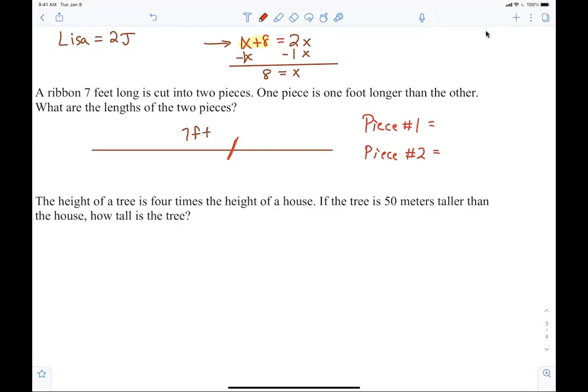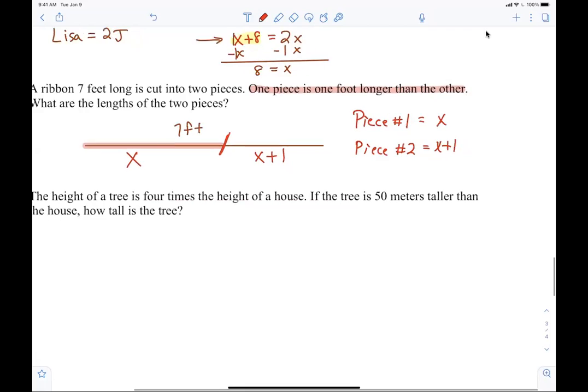So the first piece is what? What letter? We don't know how long this is, so how long do you want to make it? X, beautiful. And what's the second piece? Well, read it to me again. Oh, so it's x plus 1. That's how easy. So now if you want, you can look over here and say this is X and this piece over here is X plus 1.